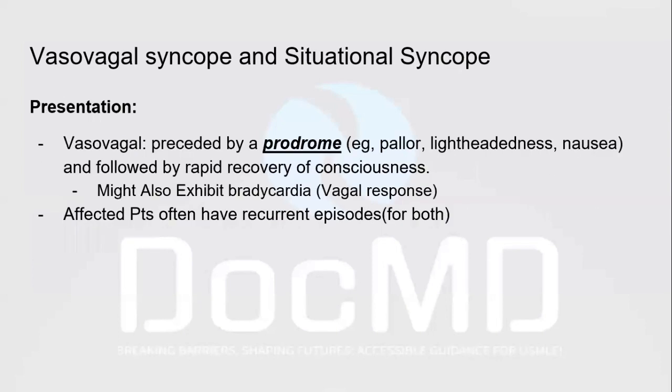All right. So how are they going to present? Now this is one single point that I want you guys to remember. Vasovagal syncope is preceded by a prodrome. Okay. And that prodrome includes pallor, lightheadedness, nausea, followed by a rapid recovery of consciousness. People may also exhibit bradycardia because of the vagal response. Now, please focus on this. The prodrome is important, all right? Because this is a very unique feature.